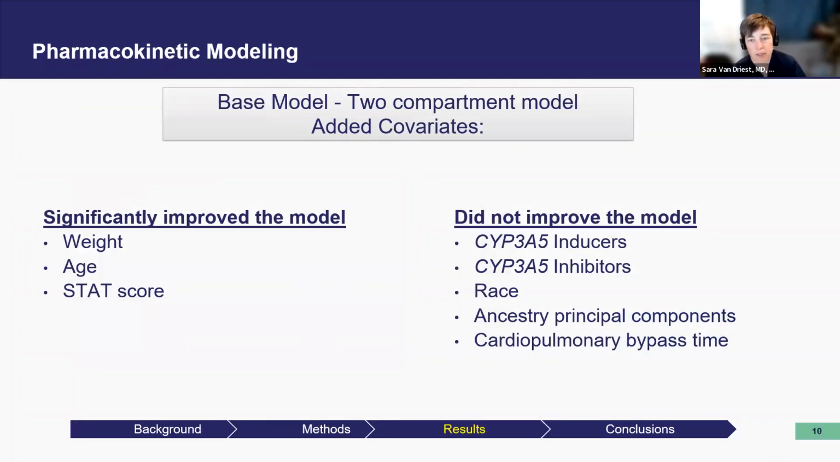The base model included 2 compartments, and then we tested our pre-selected covariates to see what would significantly improve model fit. As you can see here, weight, age, and STAT score, which is a measure of surgical mortality, were significant. But several other covariates on the right side did not improve the model whatsoever. We then added CYP3A5 metabolizer status and found that it did indeed improve the model fit.